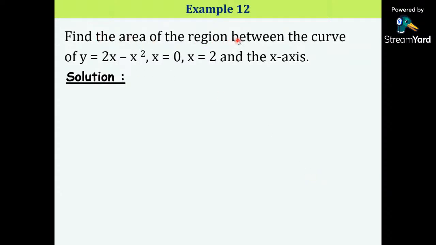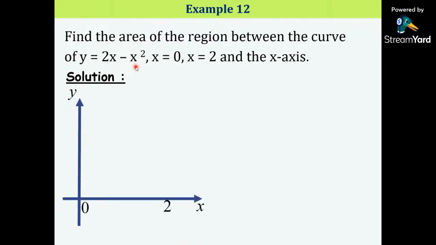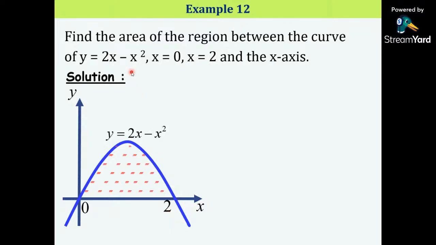Find the area of the region between the curve y and the two x values together with the x-axis. So you need to sketch the graph of y equals 2x minus x squared. Okay, here we have the x values at 0 and 2. So mark down the two values. Sketch the graph. And here is the shaded region.